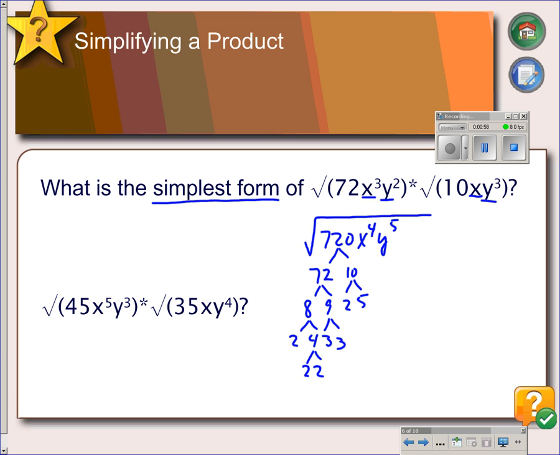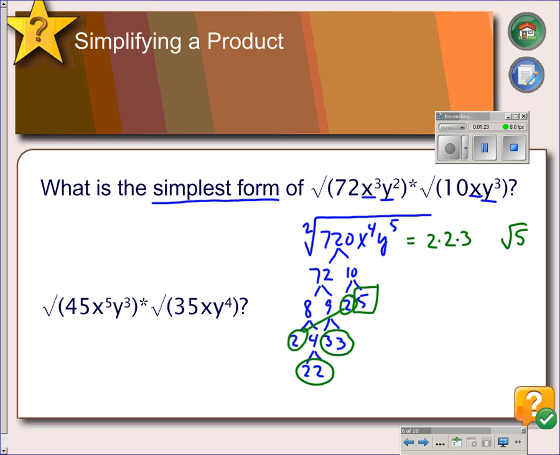Since our index here is an unwritten 2, we're looking for groups of 2. So we have two 2's here. So that's going to give us a 2 outside the radical. We have a group of 2's here. That'll give us another 2 outside the radical. We have a group of 3's here. And then we have this 5 that doesn't have a partner, so it's got to stay inside the radical.